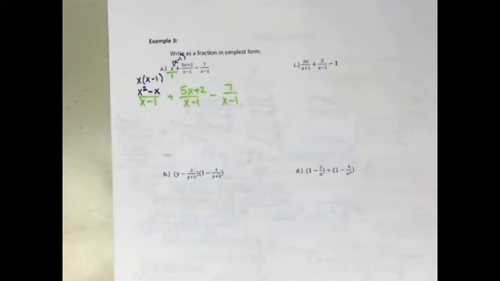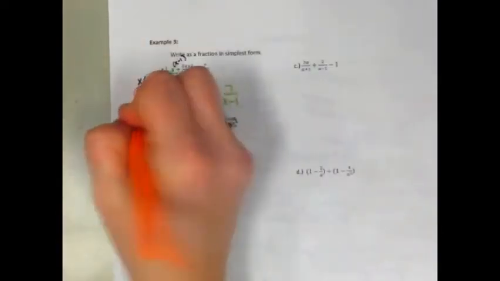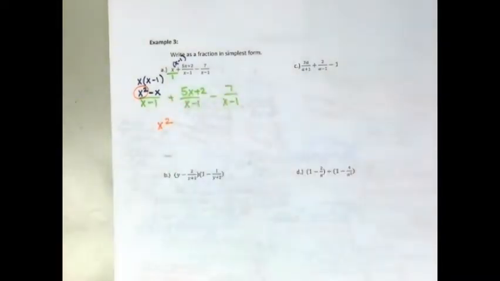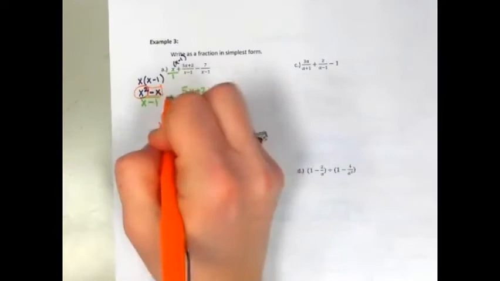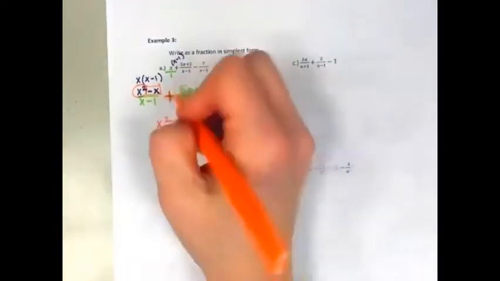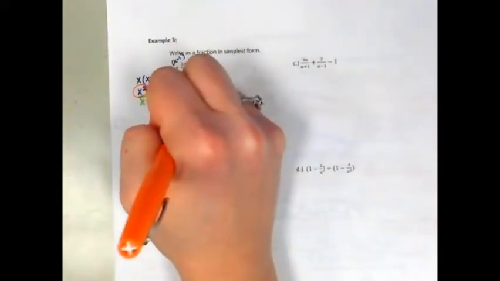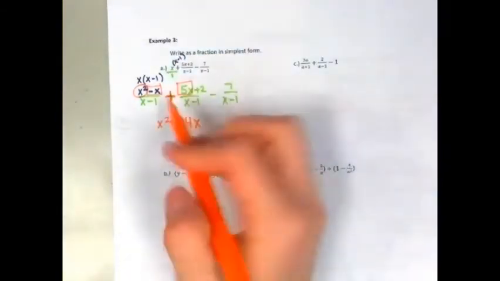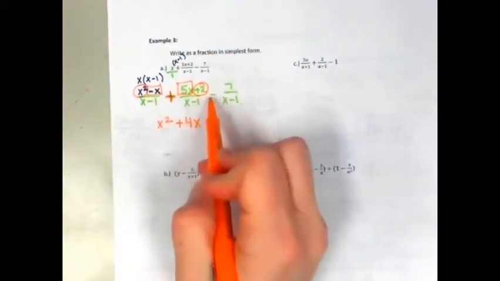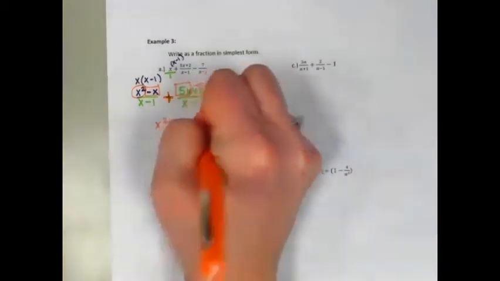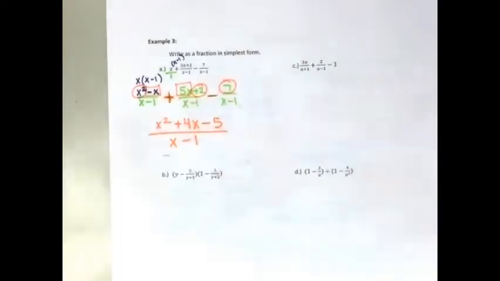Can we simplify the numerator? Can x squared be combined with anything? No. So that's going to stay x squared. We have a negative x that is going to be added with what? 5x. So what's a negative x plus 5x? 4x, good. Then we have plus a positive 2 minus a 7. So what's a positive 2 minus 7? Negative 5 over x minus 1.